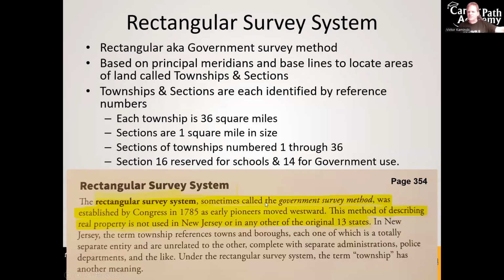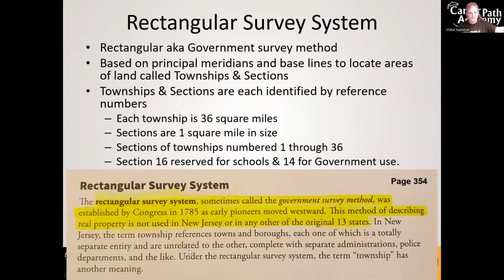The metes and bounds system of measuring land is the same one that's used in Europe and other parts of the world, that we use here in New Jersey still. Only the 13 original states use it. All the other states use the rectangular or government survey system. So this method of describing real property is not used in New Jersey or any of the other 13 original states.